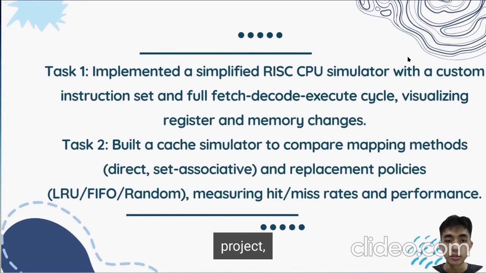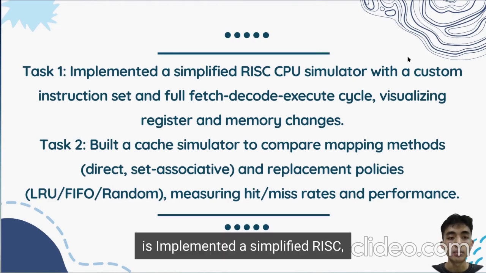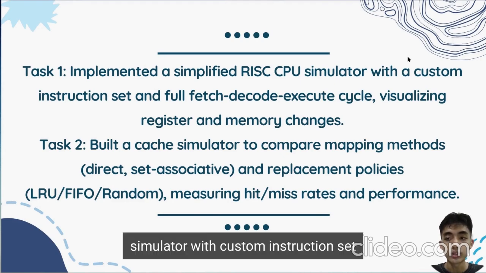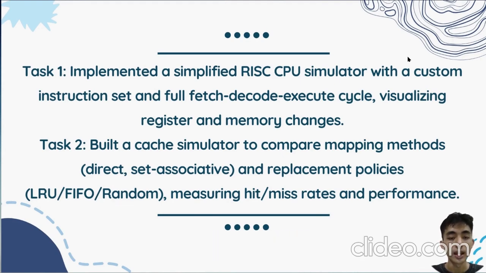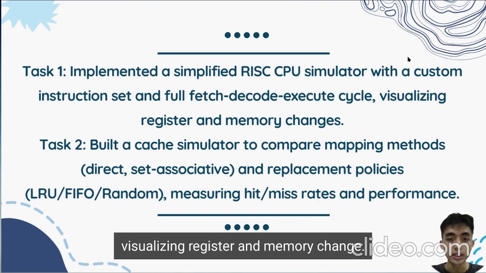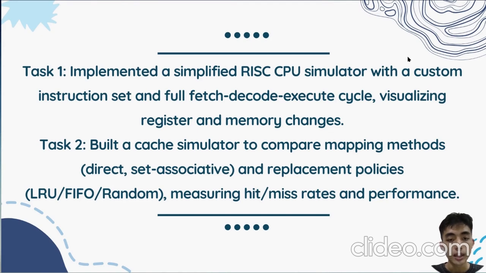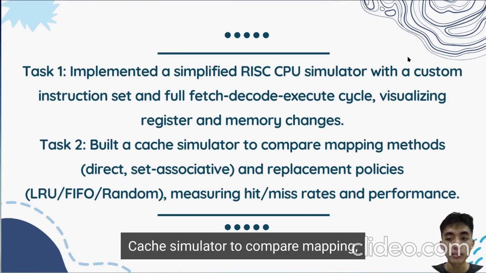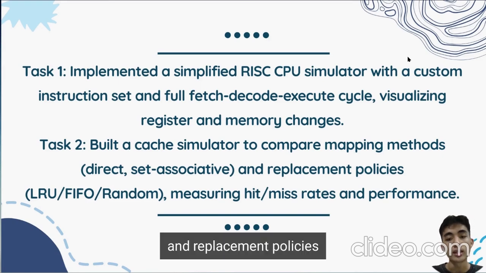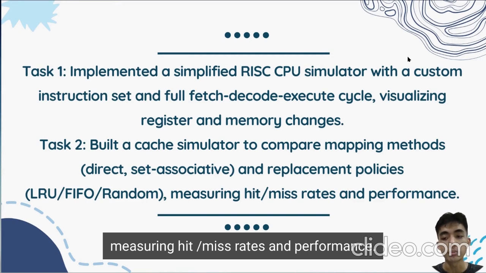In this project, we will discuss two tests. The first one is to implement a simulated RISC CPU simulator with a custom instruction set and a full fetch, decode, execute cycle, initializing register and memory changes. In test 2, we build a cache simulator to compare mapping methods and replacement policies, measuring hit or miss rate and performance.